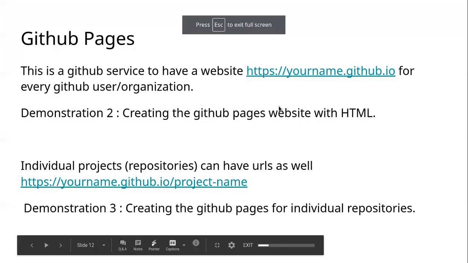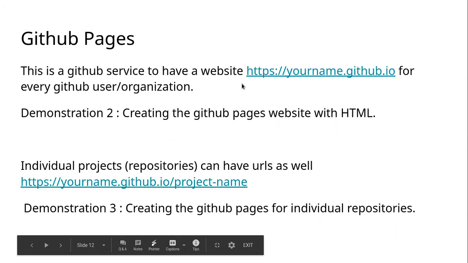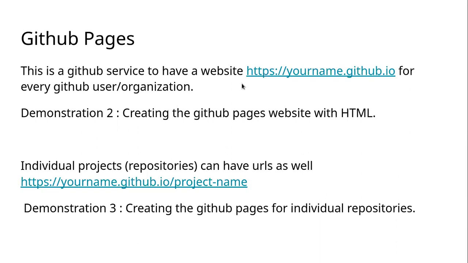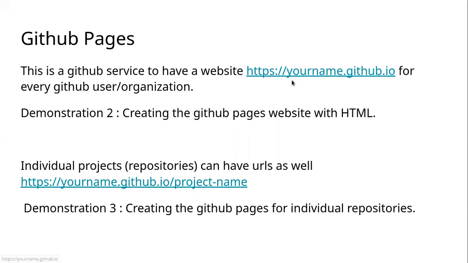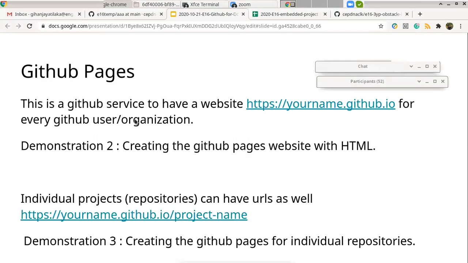Then we have this idea called GitHub Pages. GitHub Pages is another service given by GitHub, which is not in Git itself, for you to create your own website for free using GitHub accounts. Even if you have a user account or an organization, you can create your name.github.io web pages. So let's see how we are going to create this using HTML.